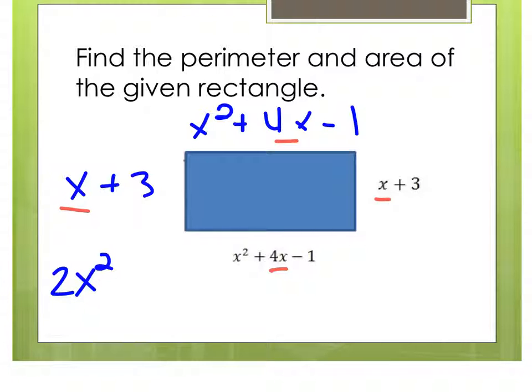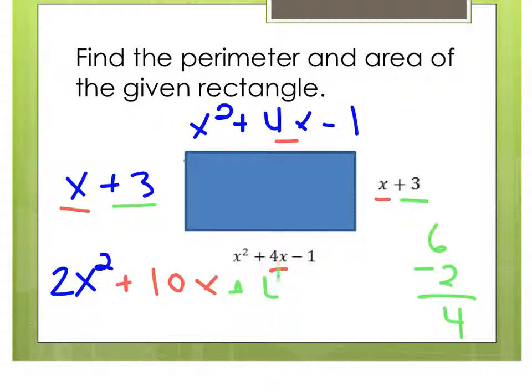So now I have 2x squared plus 10x. Before I'm finished, I have to add up my constants. When I look at my constants all around my shape, doesn't matter where I start, I can see that I have a plus 3 and a plus 3, which gives me plus 6. And then I have a negative 1 and a negative 1. So my total now is 6 minus 2, which is 4. So my total value of my constants is plus 4.